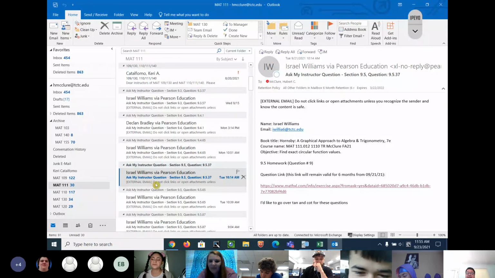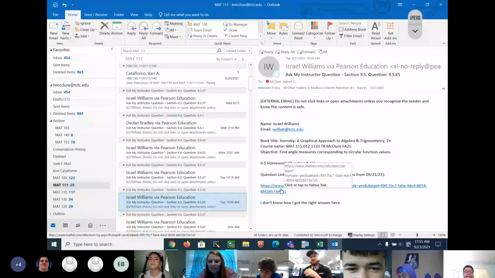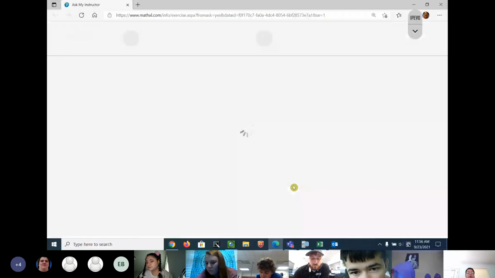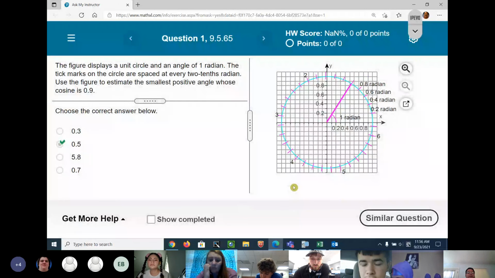9.5, 65, 16. Is this a test question? I've never seen this question before. The figure displays a unit circle of an angle of 1 radian. The tick marks on the circle are spaced at every 2/10 radian. Use the figure to estimate the smallest positive angle whose cosine is 0.9.